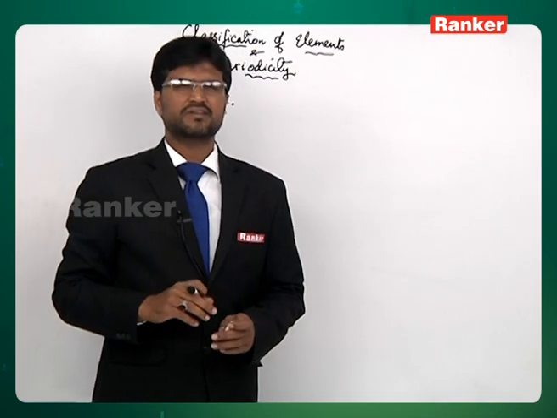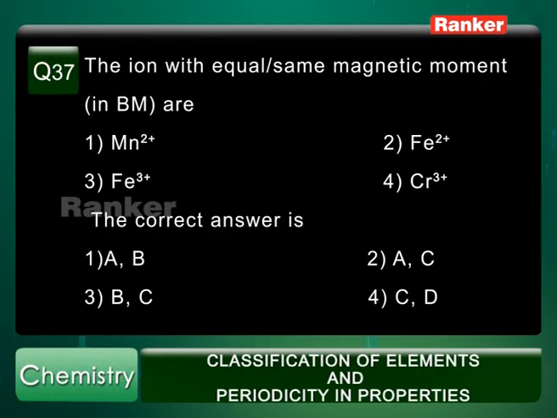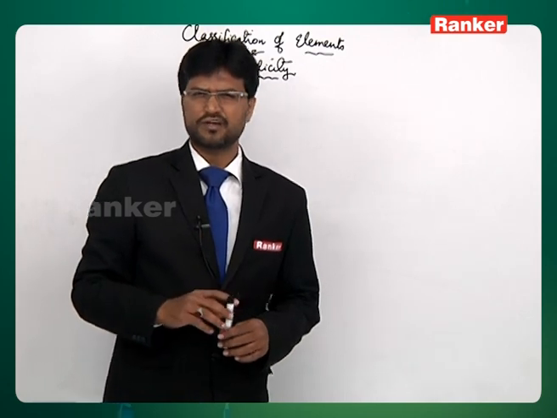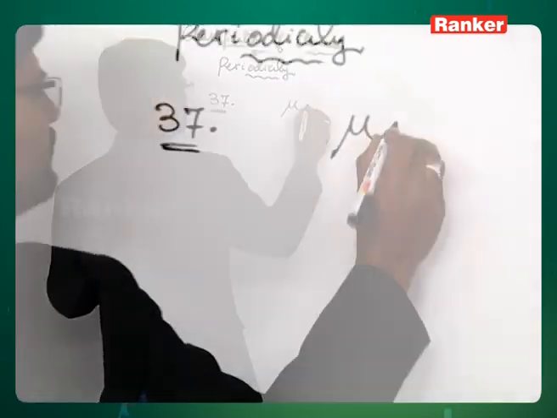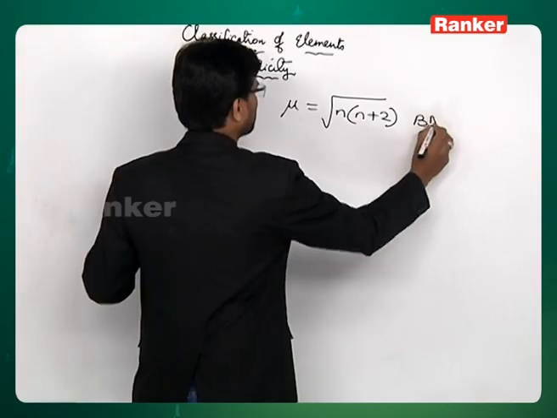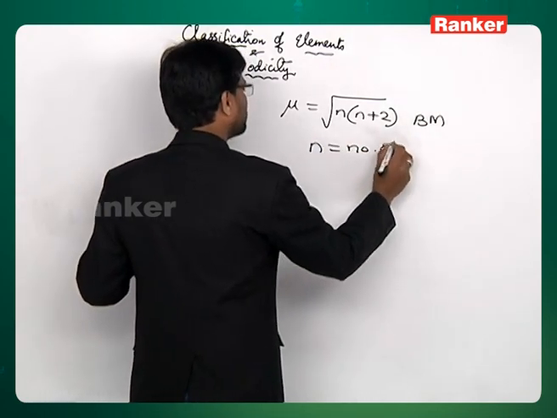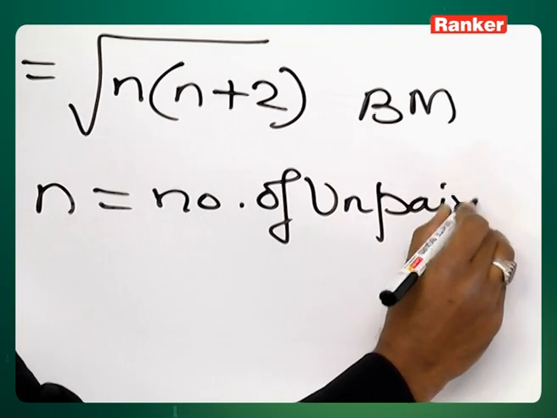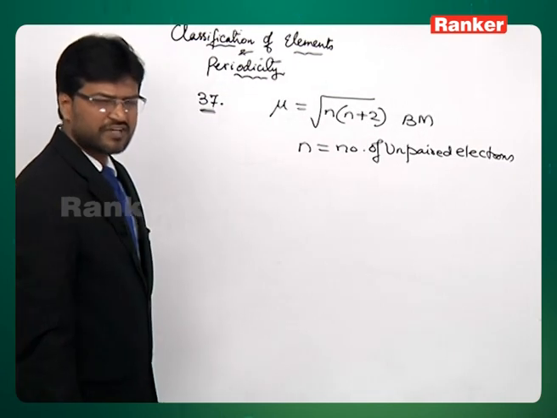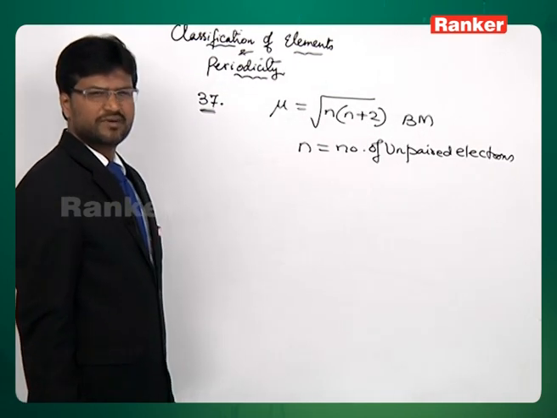Question number 37. The ions with the same magnetic moment in Bohr magnetons are A. Mn2+, B. Fe2+, C. Fe3+ and D. Cr3+. Magnetic moment depends upon the number of unpaired electrons. It is given by the formula mu equals root over n into n plus 2 Bohr magneton, where n represents the number of unpaired electrons. So species having the same number of unpaired d electrons will have the same magnetic moment.